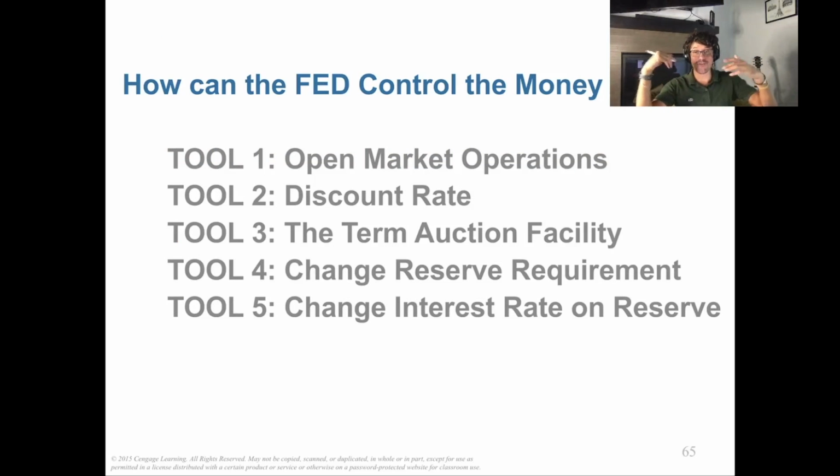For this, the Federal Reserve has 5 tools, the fabulous 5, which are open market operations, the discount rate, the term auction facility, changes in reserve requirements, and changes in the interest rate on reserves. These are the tools that the Federal Reserve can use in order to affect the money supply. Let us look at them in turn, starting with open market operations.